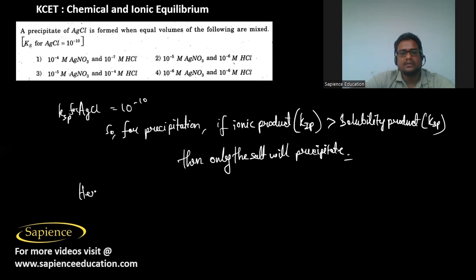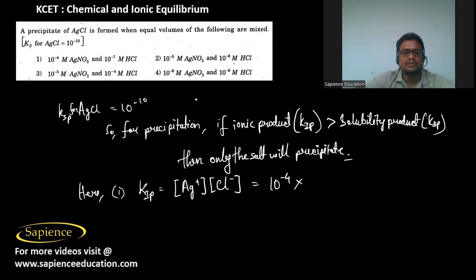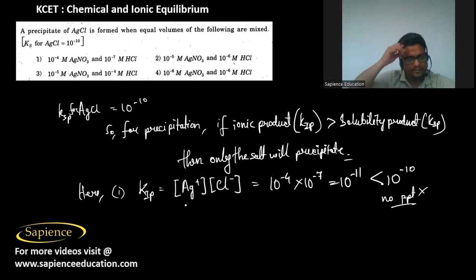Now in the first case, the ionic product KIP will be equal to the concentration of Ag plus into the concentration of Cl minus. So that will be the concentration of AgNO3, 10 power minus 4, into the concentration of HCl, 10 power minus 7. So that is 10 power minus 11, which is obviously less than 10 power minus 10. So there will be no precipitate formed here, since KIP is less than KSP.